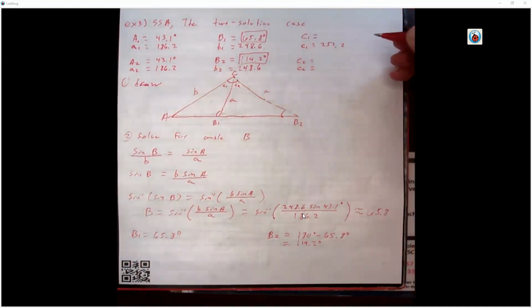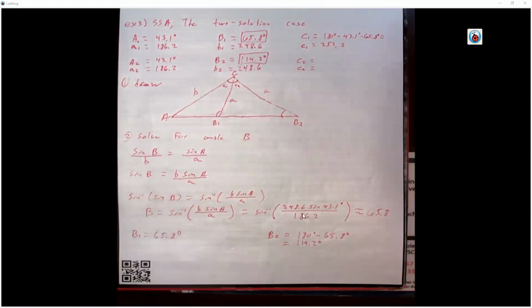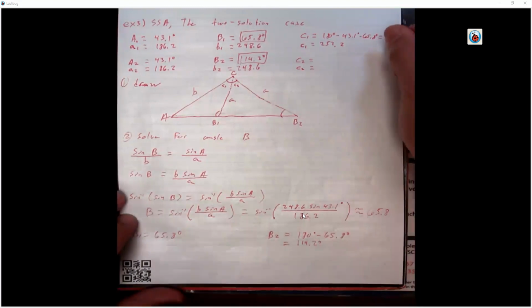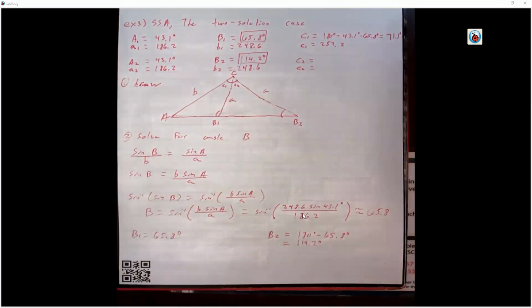180 minus 43.1 minus 65.8. What do you get? It's 71.1, right? Yeah, 71.1.